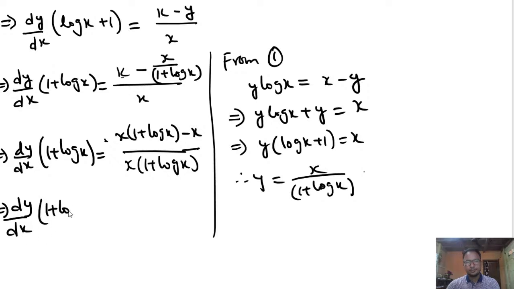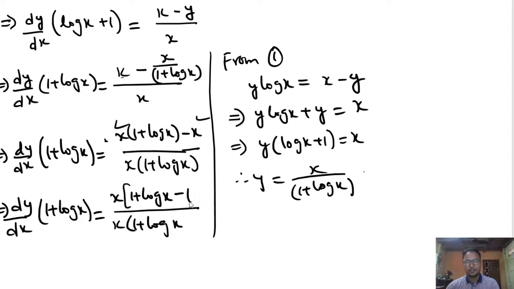So we have 1 plus log of x divided by x into 1 plus log of x. Now x is common. If you take it outside, the first term is 1 plus log x and the second term is minus 1. So you cancel this. Okay, cancel that. So dy by dx is the result.